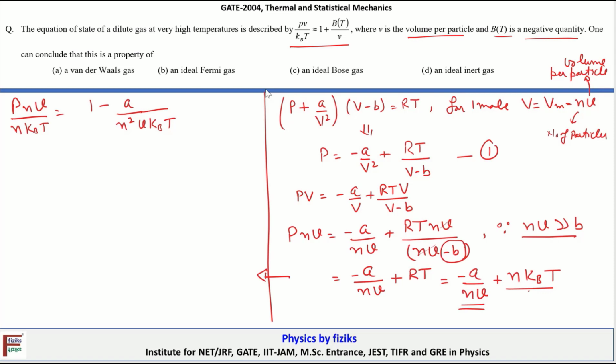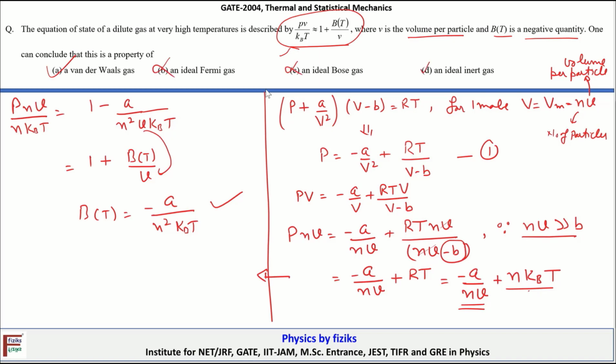So this can be written as 1 plus B as a function of T upon v, so it is this v, and the remaining B(T) is equal to minus A upon N square kB T, which is a function of temperature and negative. Therefore from this equation, we conclude that this is a van der Waals gas. And the remaining 3 options are incorrect.